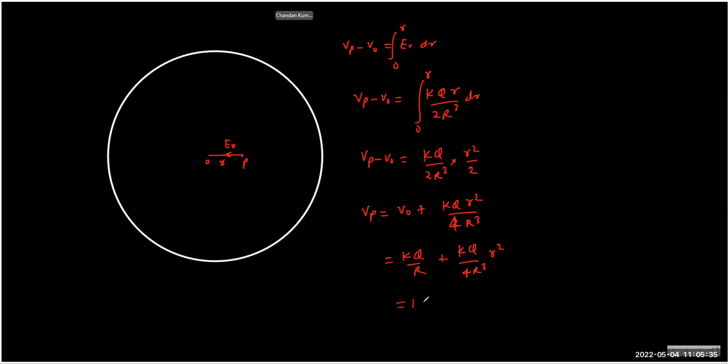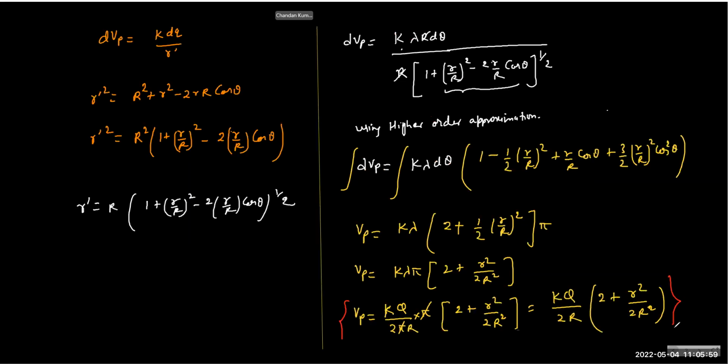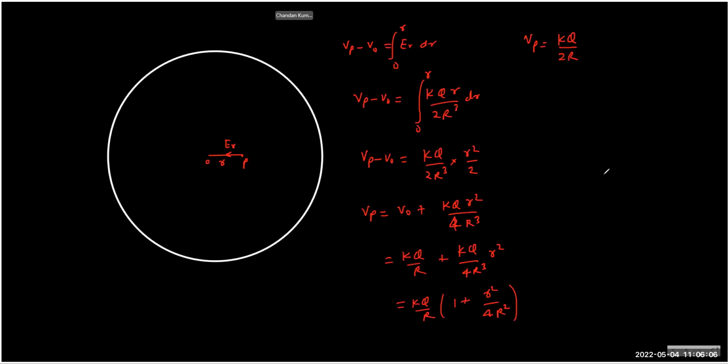So if I take common K cube by R, what we get? 1 plus 1/4 R square plus R square by R square. And if I write K cube by 2R, because that is the formula, here the common was K cube by 2R. We could have taken 2 inside, it's the same answer, right? So if you take 2R outside, it is the same answer.